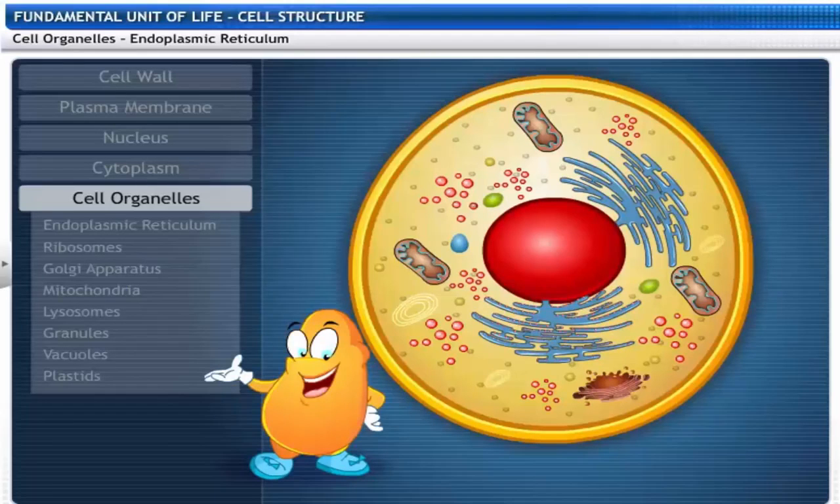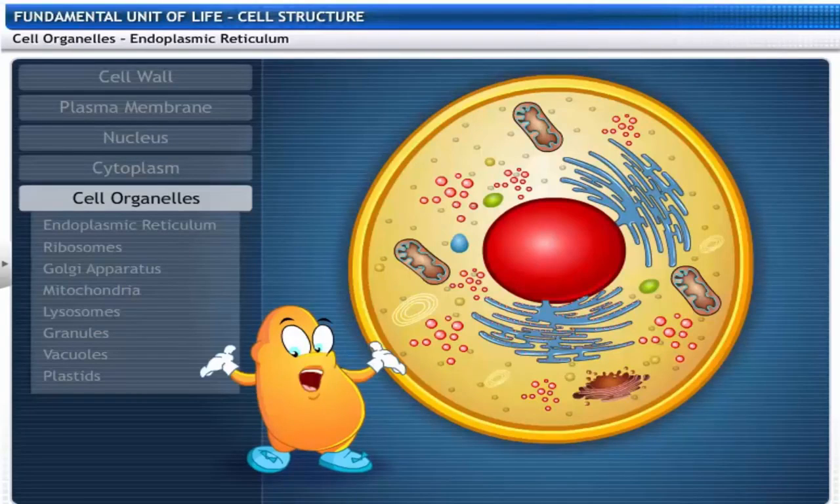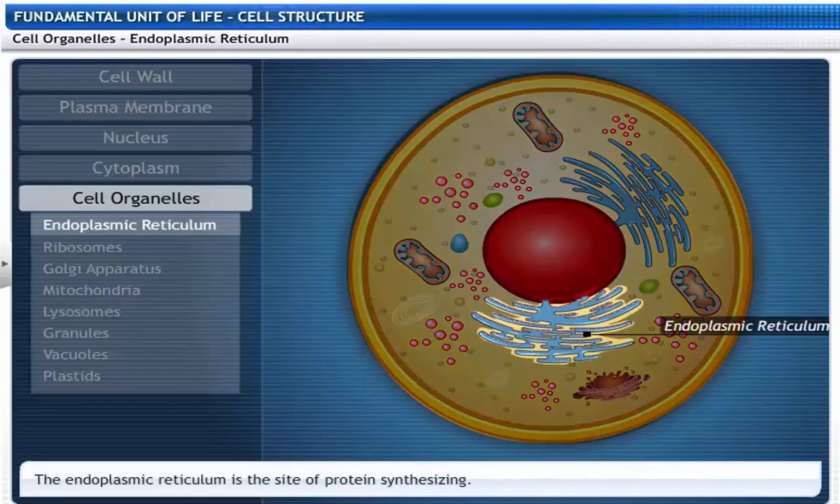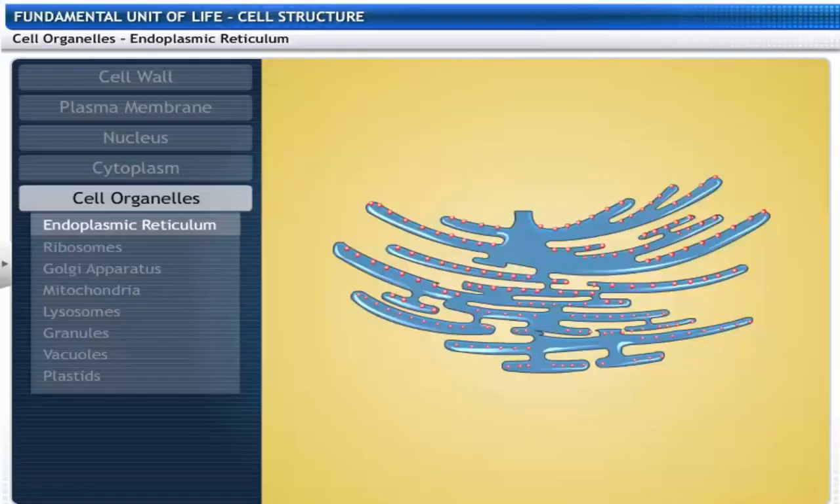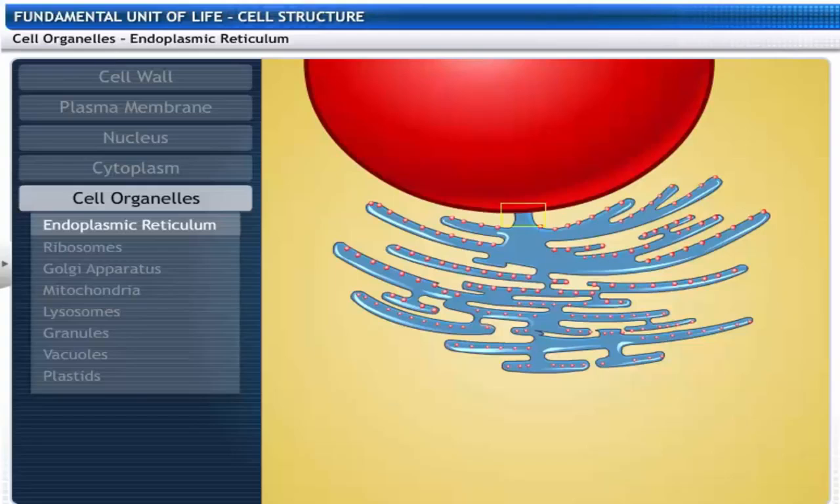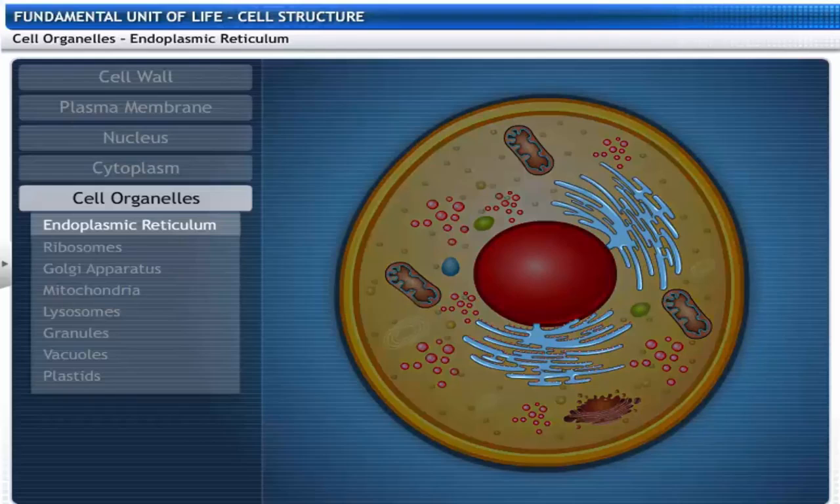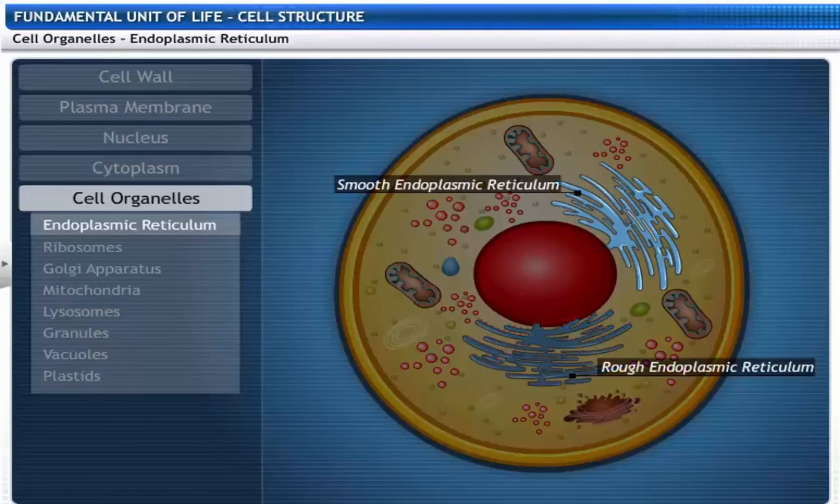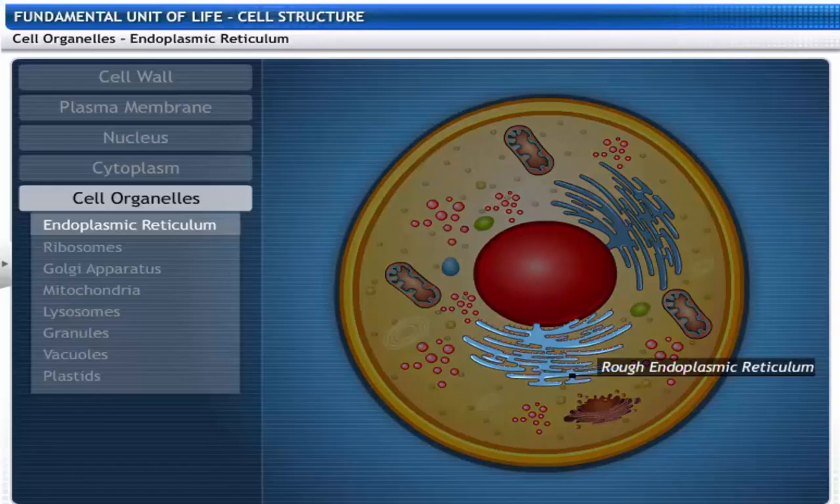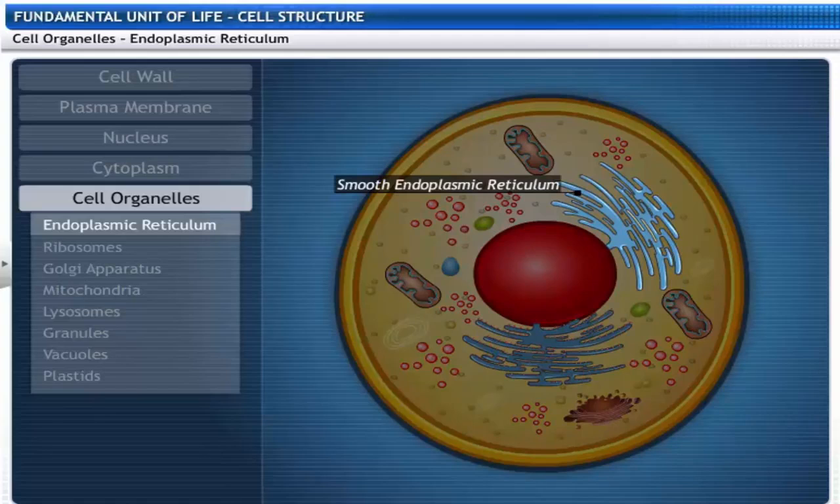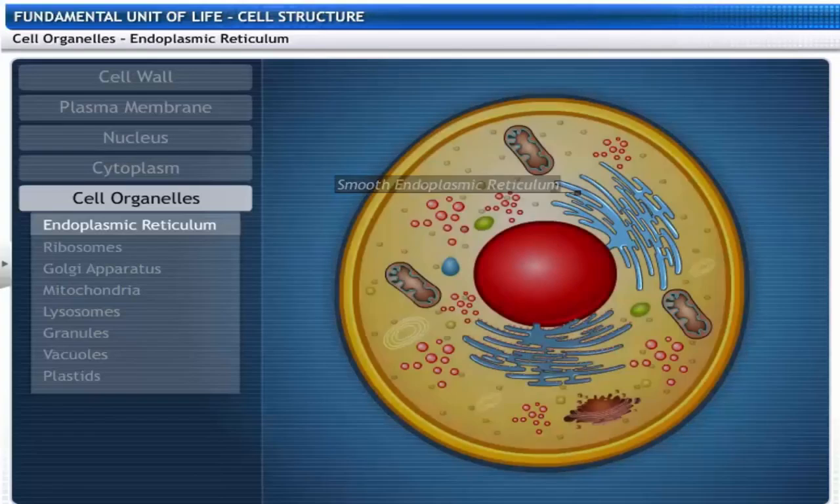Did you know that the cell has different organelles? We will explore them now. This is the protein synthesizing site of the cell, called the endoplasmic reticulum. It is an irregular network of double tubular membrane, continuous with the nuclear membrane on the inside. There are two types of endoplasmic reticulum: rough and smooth. Rough endoplasmic reticulum has ribosomes present on it, while they are absent on smooth endoplasmic reticulum.